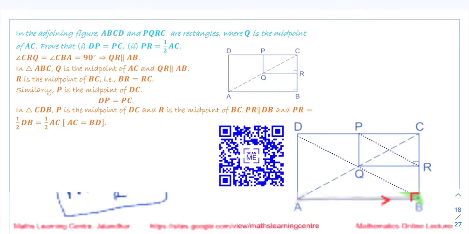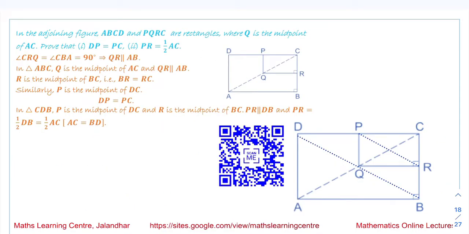Now in this next question, it is given that ABCD and PQRC are rectangles, where Q is the midpoint of AC. We have joined A and C, and Q is the midpoint of AC. We have to prove that DP and PC are equal, and that this length PR is half of AC.